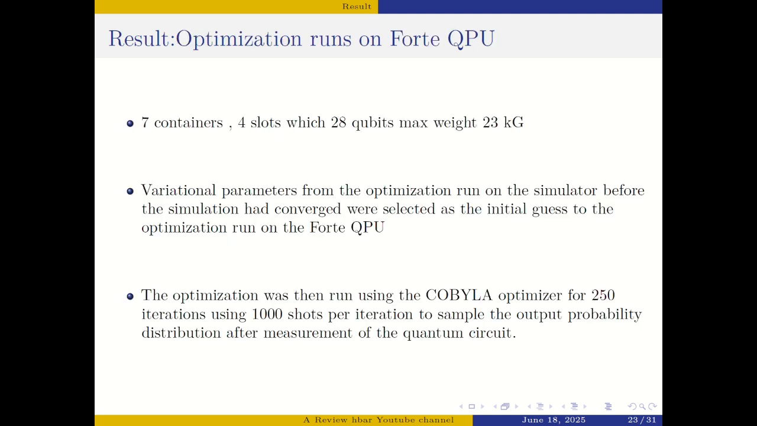The author found another instance of the problem, 7 containers and 4 slots with a maximum weight of 23 kilograms. This time they use a different quantum processor unit called FORT, which has a particular feature. Indeed, they first start the optimization on a simulator, stop it before it converges, and then use that result as the starting point for the optimization on the FORT quantum processor unit.